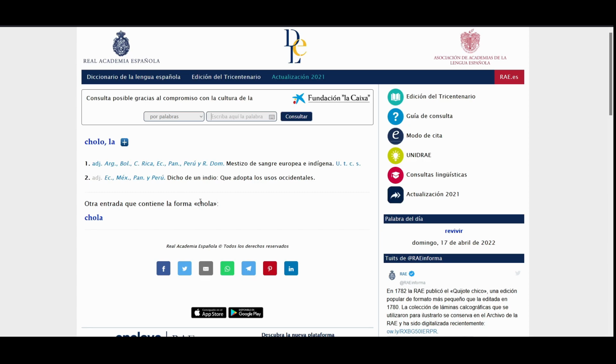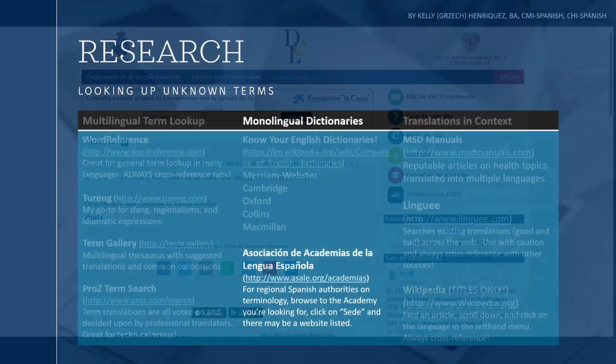What is here in the Real Academia Española? Even the terminology that's used: "dicho de un indio." So we have indio here versus indígena. Very different. Words matter, folks. So very different usage here. And I think that distinction is important when we're talking about respecting the linguistic realities of the population we're interpreting for.